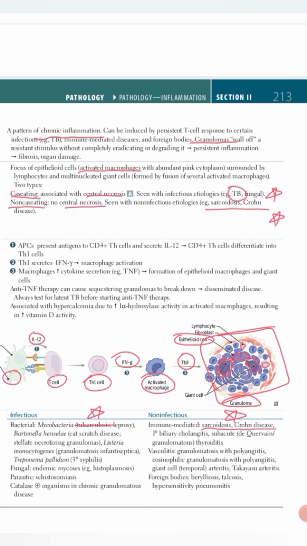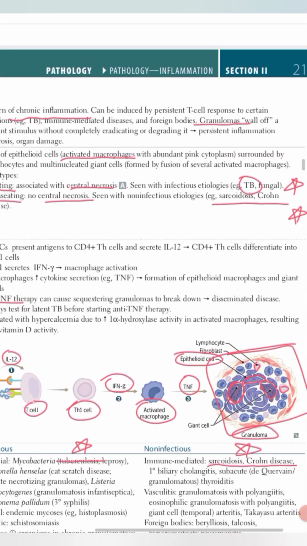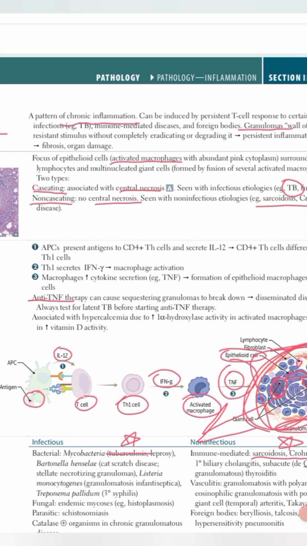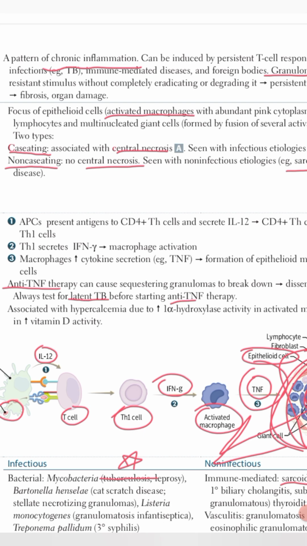If we see the anti-TNF therapy, if anti-TNF therapy is given, what will happen is that there will be a disseminated disease, because the granulomas were walling off the causative agent. If we give anti-TNF therapy, this wall will break down, and then the infectious agent will spread. This will cause disseminated disease. So it is always recommended to test for latent TB before giving the anti-TNF therapy.